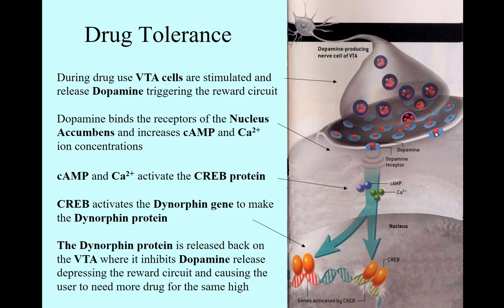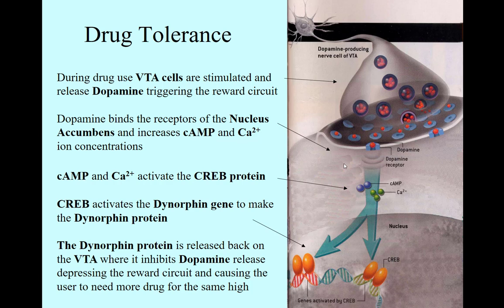Okay? Now, dopamine binds the receptors and increases what's called a second messenger cascade. It's not a classic ionotropic receptor where it simply binds and opens up a channel to let sodium in or potassium out. It's metabotropic. It opens up and it triggers a second messenger cascade. The two second messengers are cyclic AMP and calcium. This is called cyclic AMP and calcium.